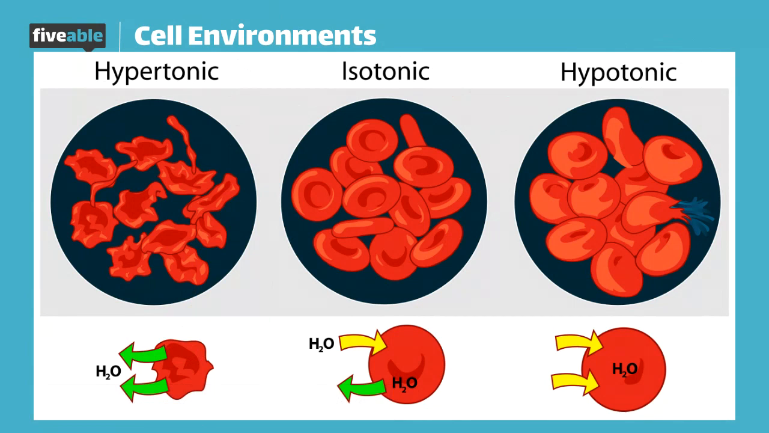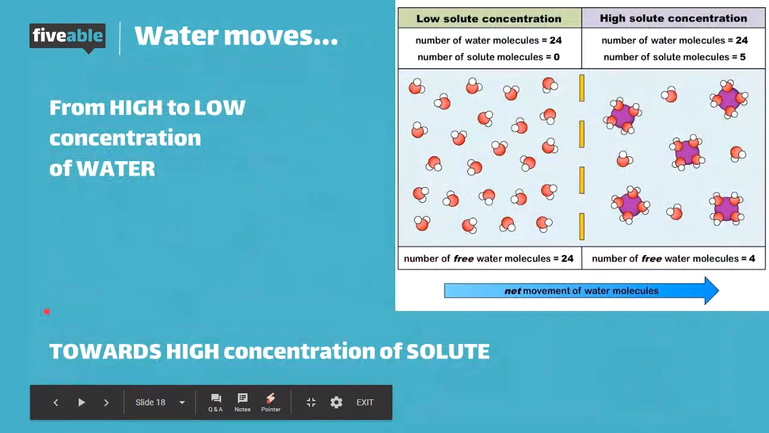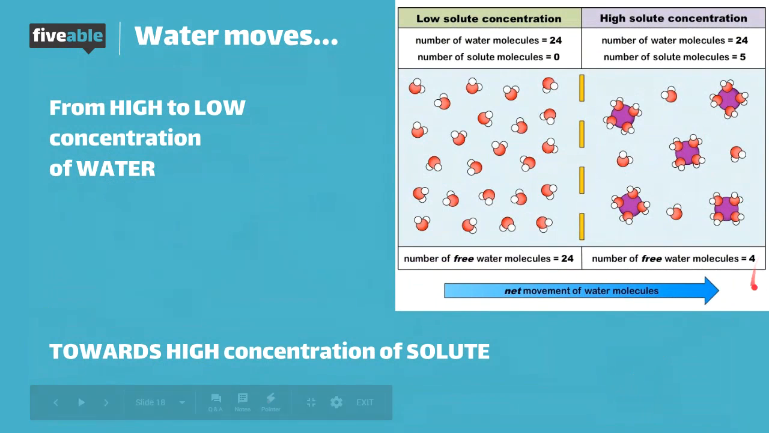Now you have to remember that water always moves from an area of high concentration of itself to an area of low concentration. So what must be happening here if this is hypertonic and water is leaving is that there is less free water outside of this cell than there is inside of this cell. If there's less free water outside, we can also assume that there's more solute outside, because if you remember from the previous slide, where there's less water, there's more solute.